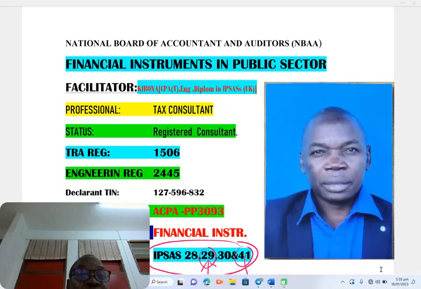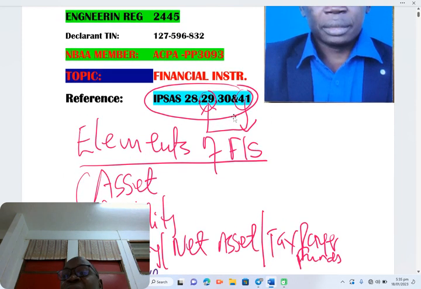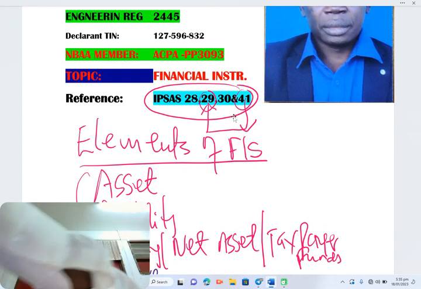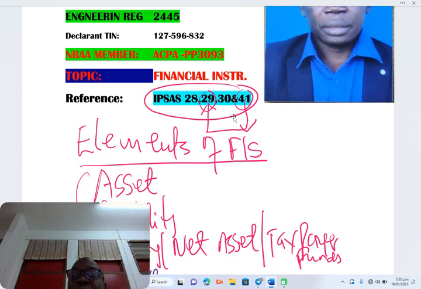One thing about that financial instrument, first of all, is understanding the theory itself, how it works. So, this is the theory. So we have IPSAS 28, then we have IPSAS 29, then we have IPSAS 30 and 41. I think you remember this one, isn't it? The way it is being arranged.